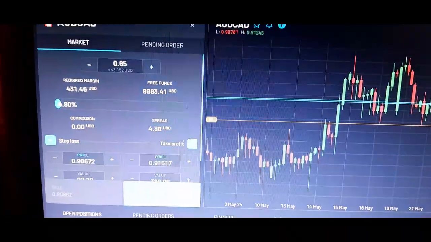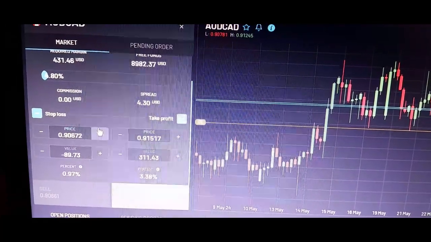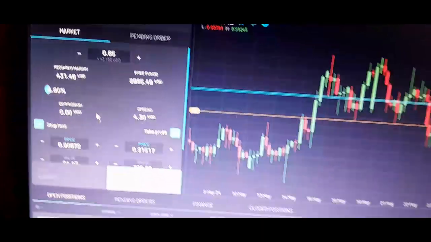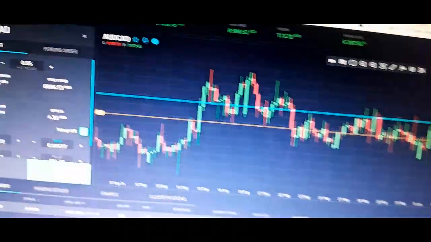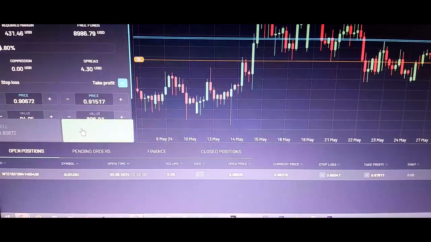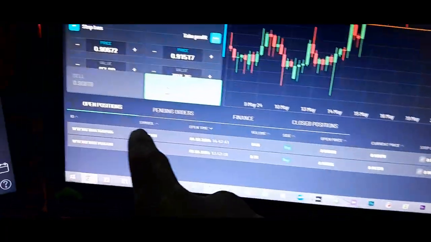So you guys can see right here, I'm risking 1% again on this trade, and this is gonna be Aussie Cat. I'm gonna enter this buy position right now. Buy fill. You guys can see I just entered this position right here, Aussie Cat.